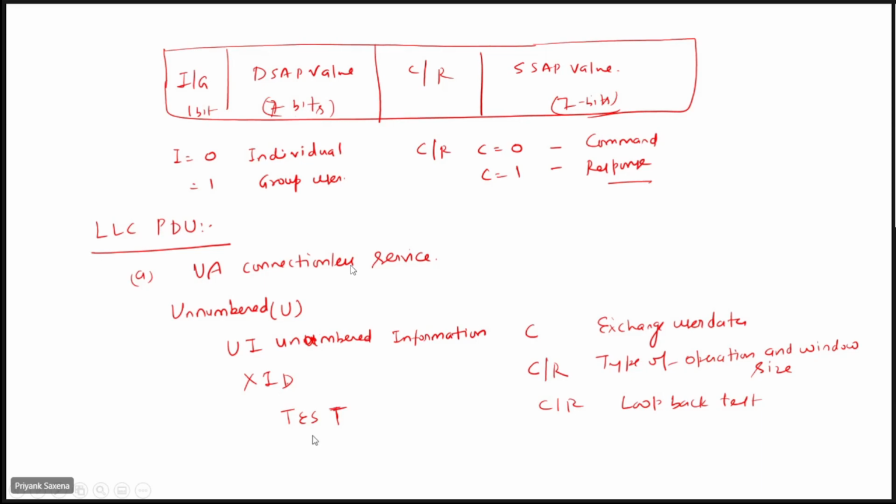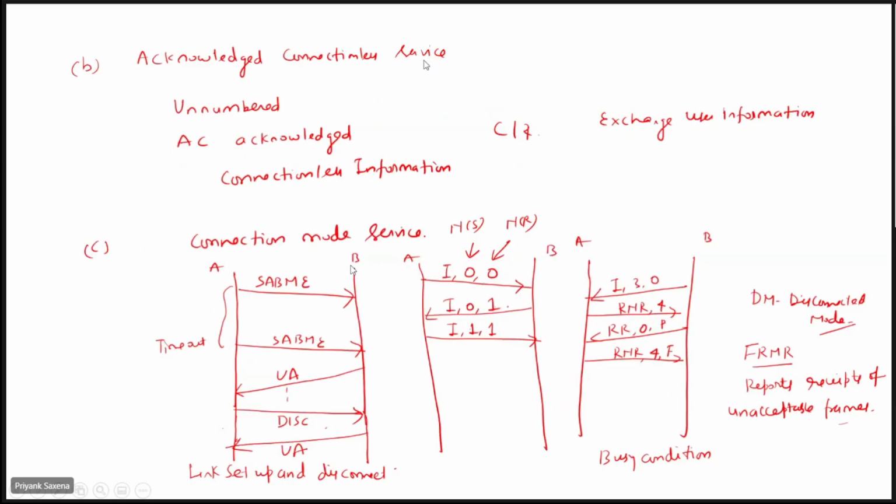Test is basically used to perform a loop check. If there is any issue in the loop, one test signal is launched and it is found from where it is reached. So that is a test command to check whether the connectivity is proper or not. So XID is also a command and response type, for type of operation and window size. UI is a command to exchange user data. Okay. Loopback test. In acknowledged connectionless service, unnumbered frames.